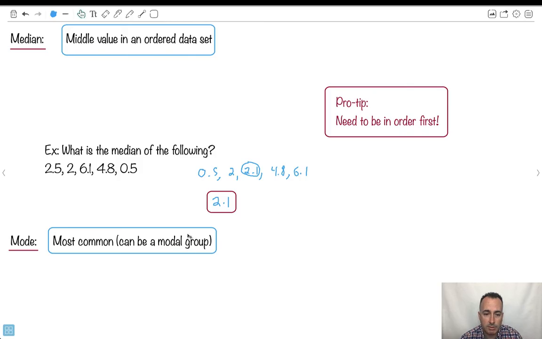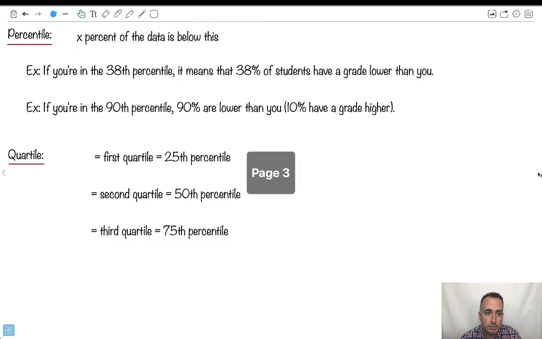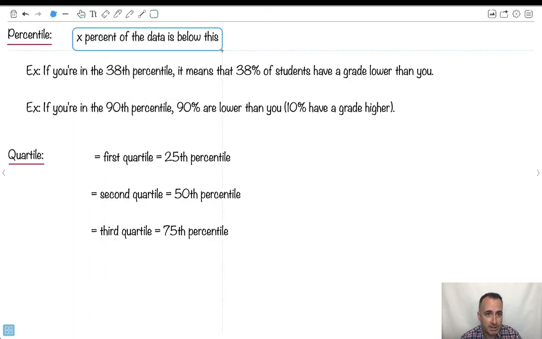The whole thing could actually be a group as well. So we call it the modal group. All right, percentiles. Those are really important here. Percentile is when we say X percent of the data is below this. So for example, let's say you're told you're in the 38th percentile.